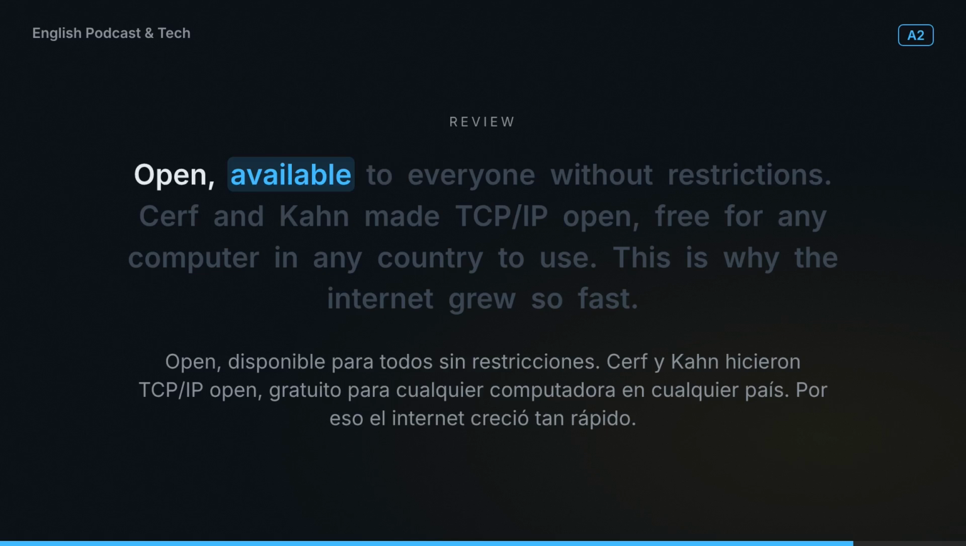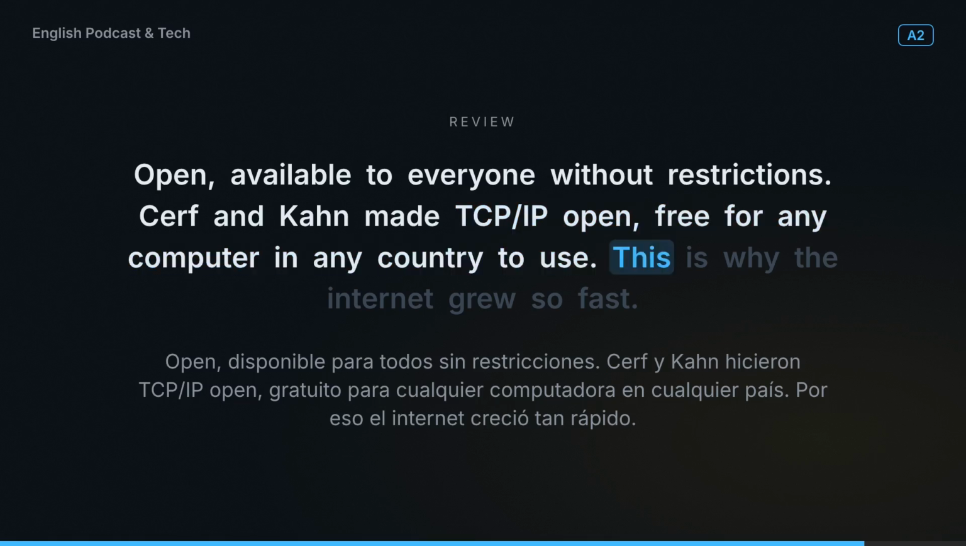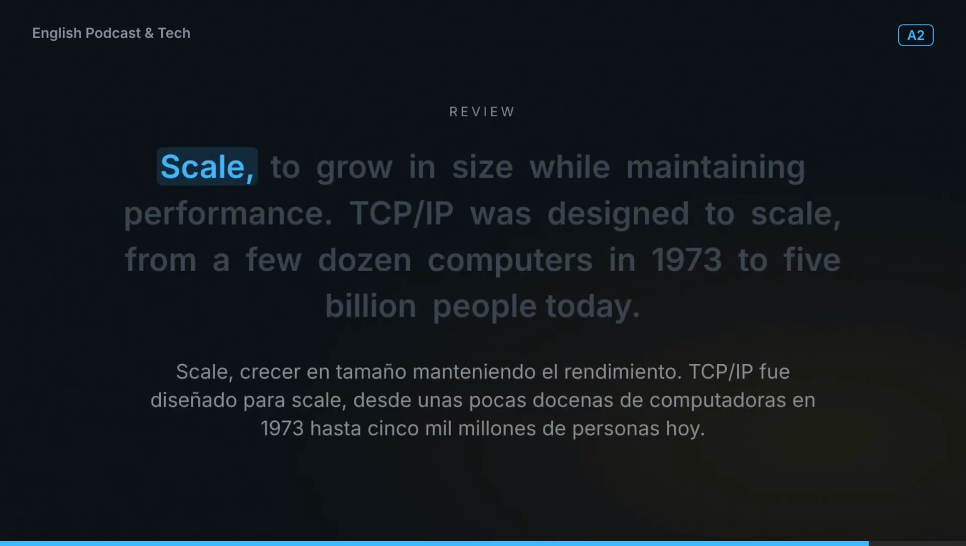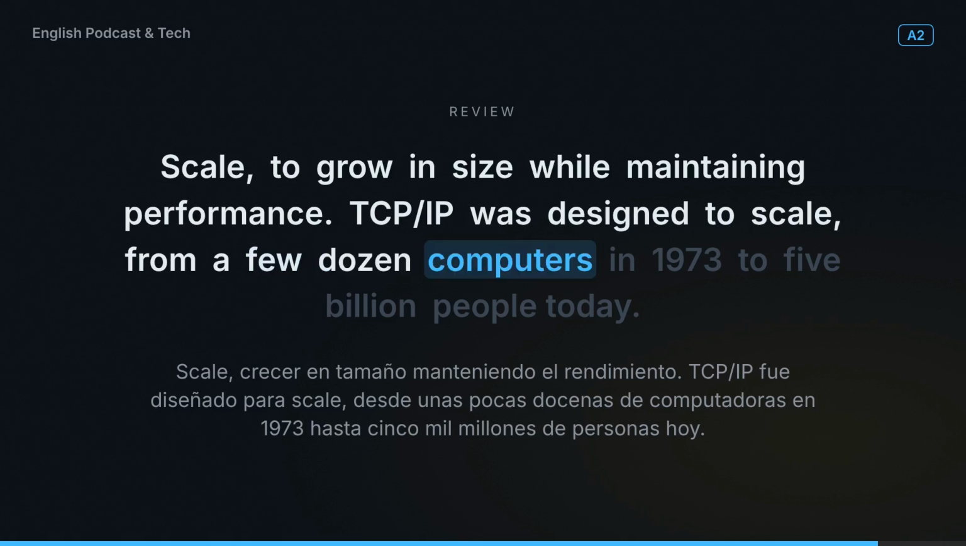Open, available to everyone without restrictions. Cerf and Kahn made TCP/IP open, free for any computer in any country to use. This is why the Internet grew so fast. Scale, to grow in size while maintaining performance. TCP/IP was designed to scale from a few dozen computers in 1973 to 5 billion people today.